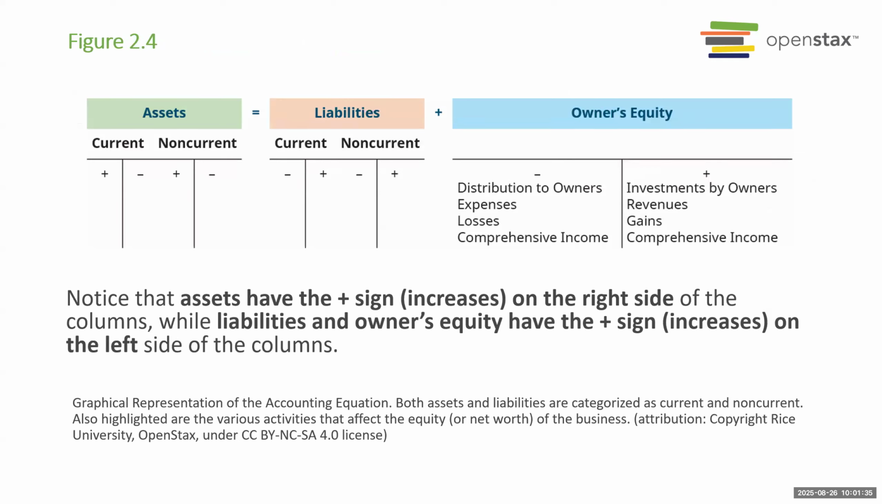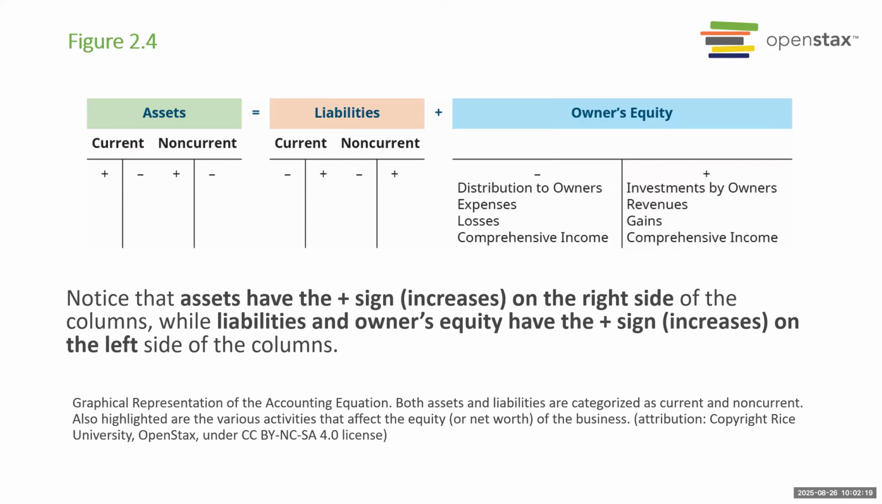Here's another way of looking at assets equal liabilities plus owner's equity. In this case, we're funneling the income statement into the owner's equity. So what builds owner's equity and what takes away from owner's equity? Distributions to owners, owners taking money out of the business, decreases owner's equity. So do expenses, so do losses, and potentially so could comprehensive income. I won't go into detail on comprehensive income. What adds to it? More investment by the owners, revenue, gains, and comprehensive income.